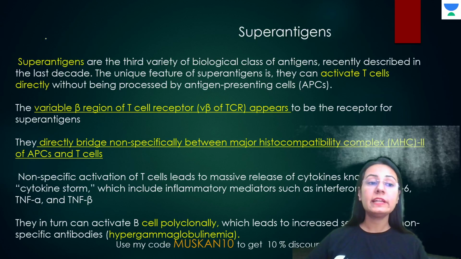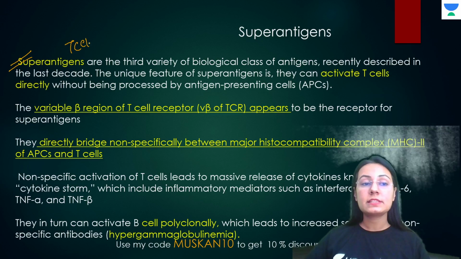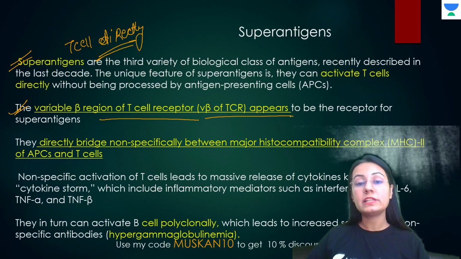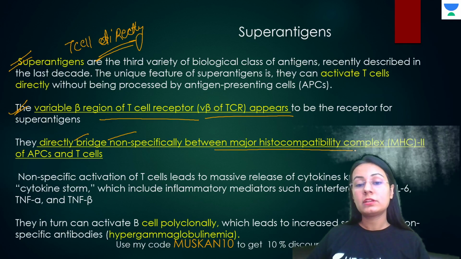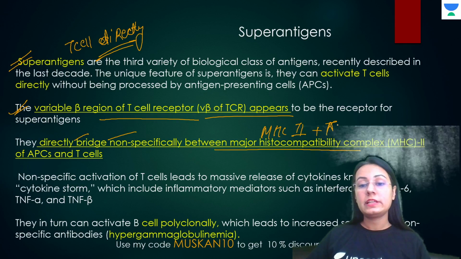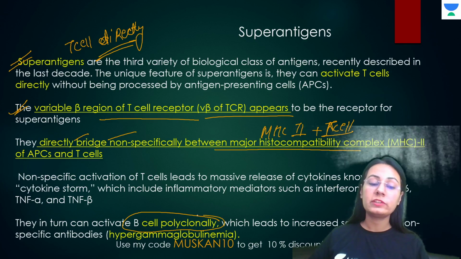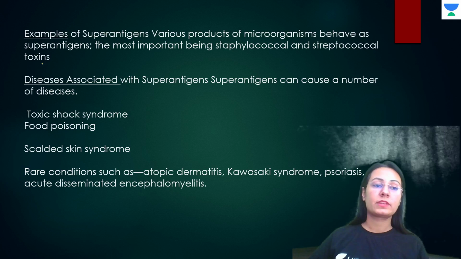Again, these are important questions. Super antigens activate the T cell directly, through the beta variable region of the TCR, and they directly bridge non-specifically between MHC class 2 and the T cell. What do they do? They cause B cell polyclonal activation and cause hypergammaglobulinemia.